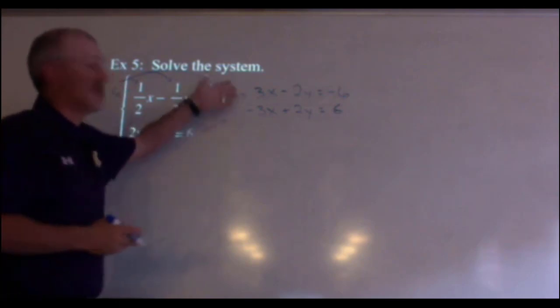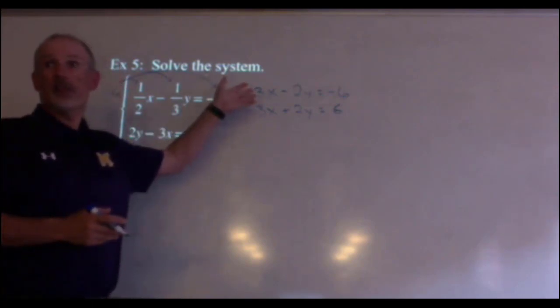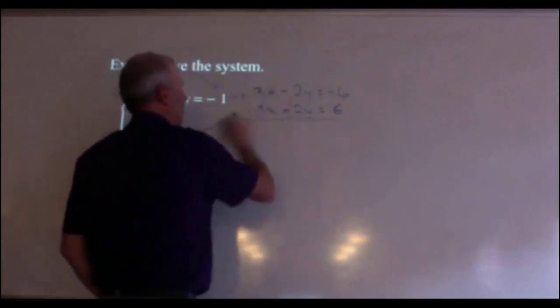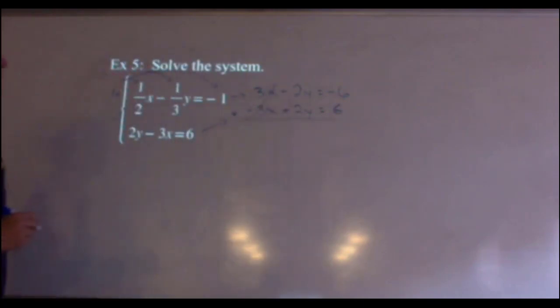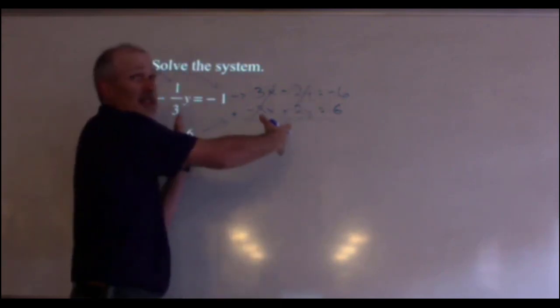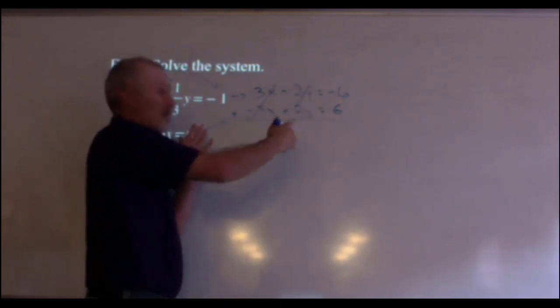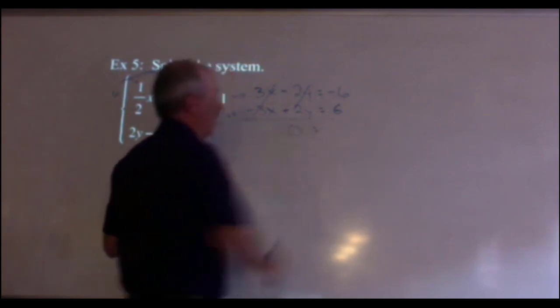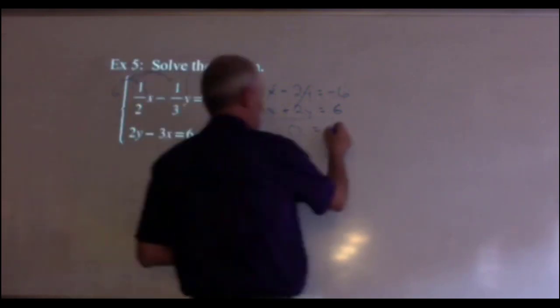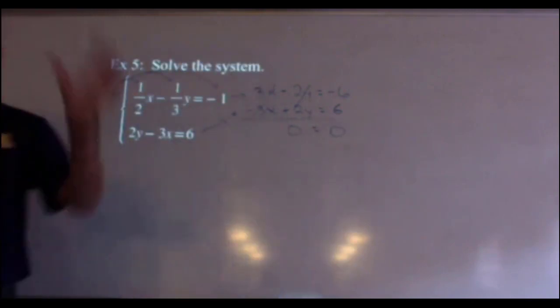Well, notice the x's are ready to go, right? We can use elimination here. So let's just add these together, and the x's cancel. What happens with the y's? They cancel also. So what do we have left over on the left-hand side? 0. What happens over on the other side? They cancel. So we have 0. So all our variables are gone.